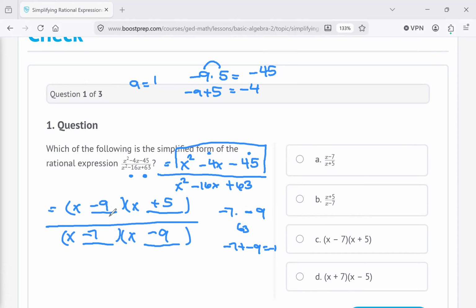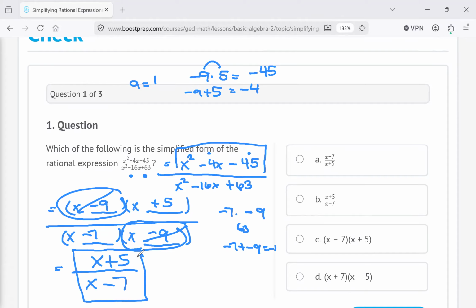Do you see anything that's exactly the same on top and bottom? Yes. I see the x minus 9 is the same on the bottom, x minus 9. So they cancel. You're left with x plus 5 on the top and then x minus 7 on the bottom. So letter P.